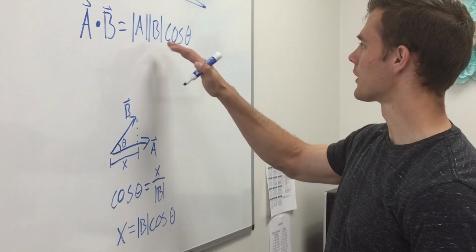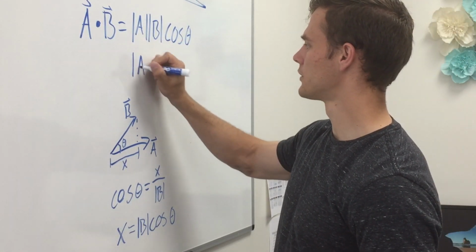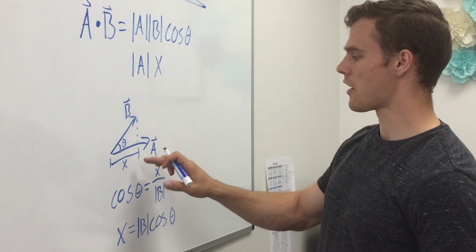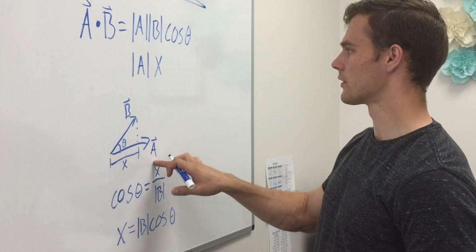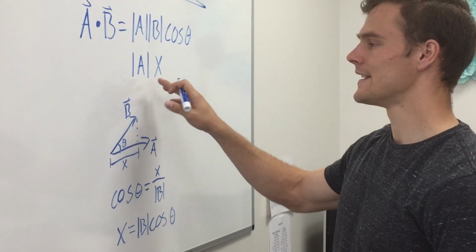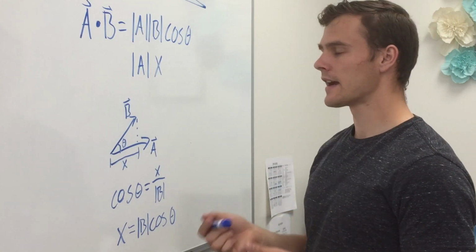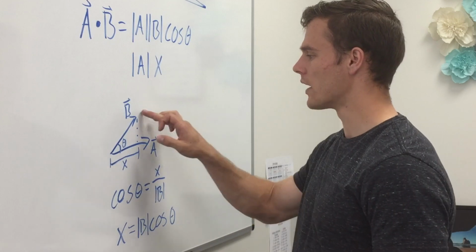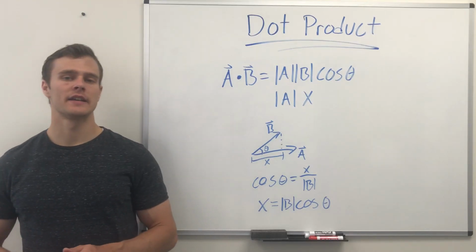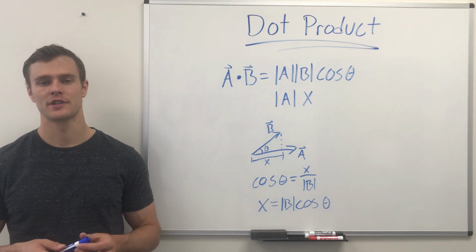And this is starting to look a lot like this, right? So basically we can rewrite this as the magnitude of A times x, or how far the vector B is going in the direction of A. That is the dot product. And so it kind of tells us how far one vector is going in the direction of the other vector. Understanding really what the dot product is isn't as important as understanding how to use it.